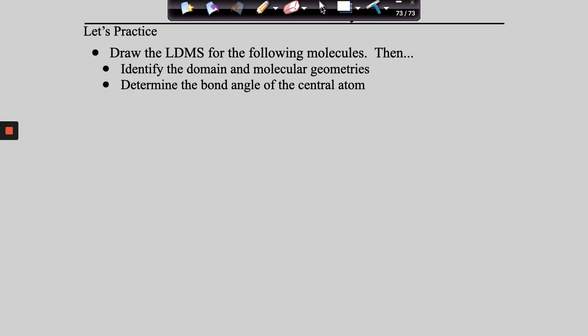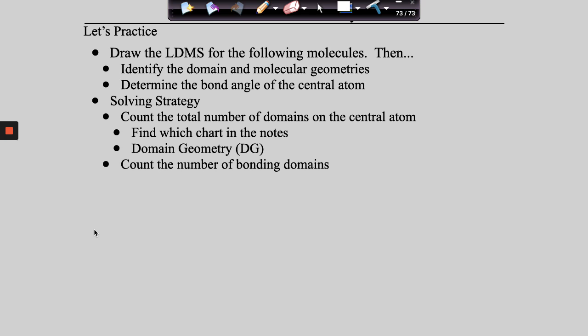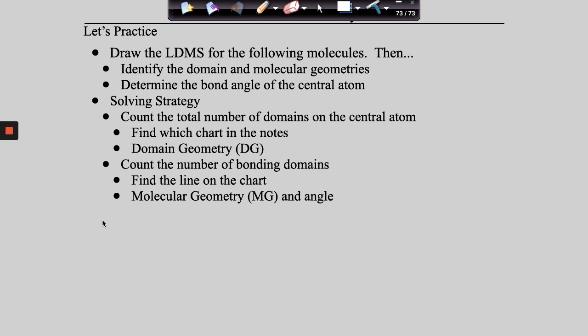So guys, how are you going to do this? Again, don't write this down, but this is the idea. Step number one, once you've drawn the Lewis dot structure, you're going to count the total number of domains on the central atom. This will then allow you to find which chart you're in on the back of your notes. 4 domains, 3 domains, 2 domains. That gives you the domain geometry. Then you're going to count the number of bonding domains. This then allows you to find the line on the chart that will then give you the molecular geometry and the angle. So what I'd like to do is step you through a few of these just to give you a sense of how this works.